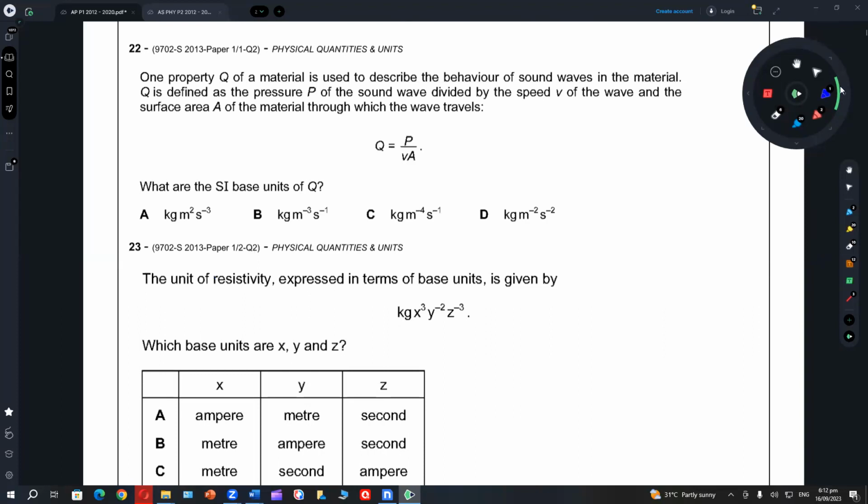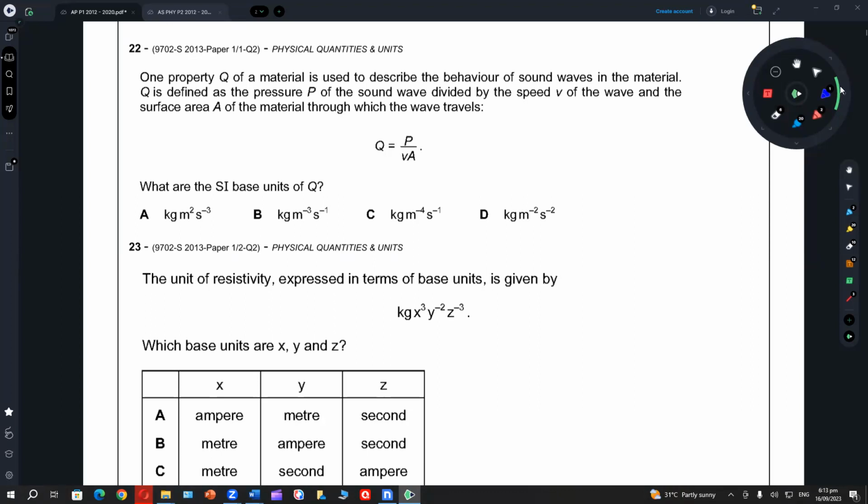One property Q of a material is used to describe the behavior of sound waves in the material. Q is defined as the pressure of the sound wave divided by the speed v of the wave and the surface area of the material through which the wave travels. This is the same category where the examiner is trying to trap you with a new formula. What are the SI base units of Q?